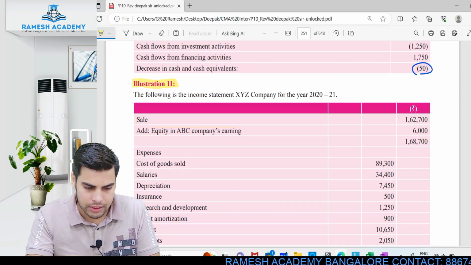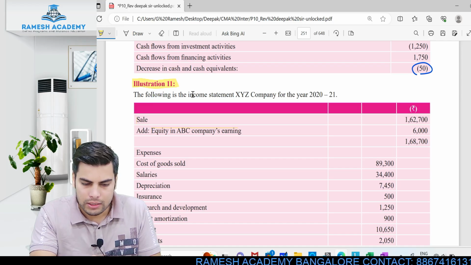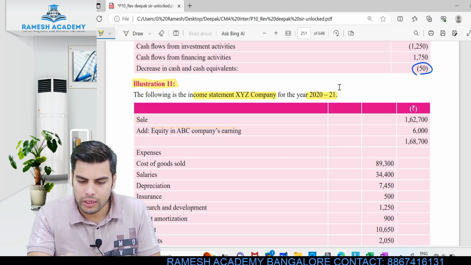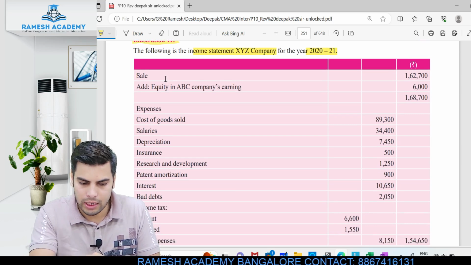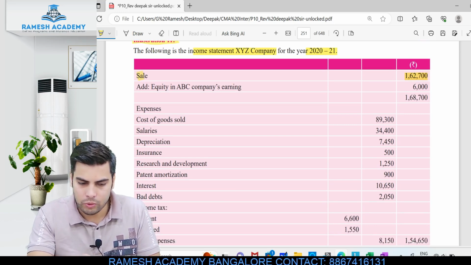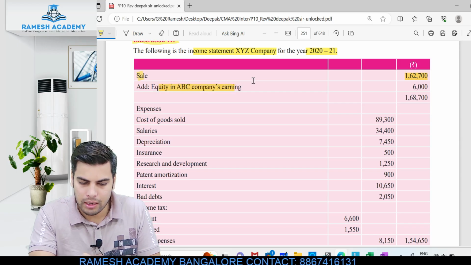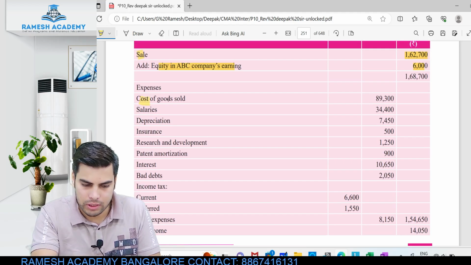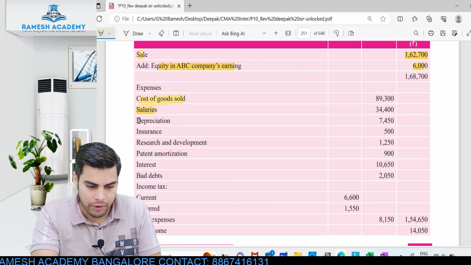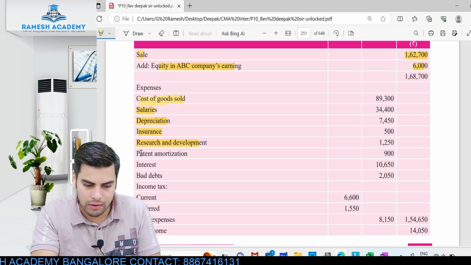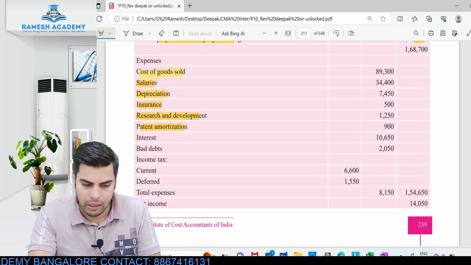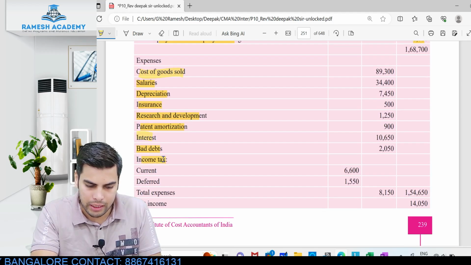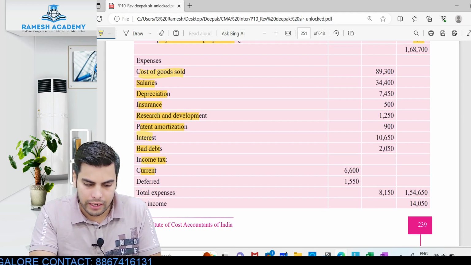Let me read this illustration for you guys. The following is the income statement of XYZ Limited for the year 2021. Sales they have given 1,62,700, equity in ABC companies earning 6,000, and then they have given you expenses, which is cost of goods sold, salaries. We have got depreciation, insurance, research and development, patent amortization. Then they have given interest, bad debts, income tax, the current year tax, and then the deferred.